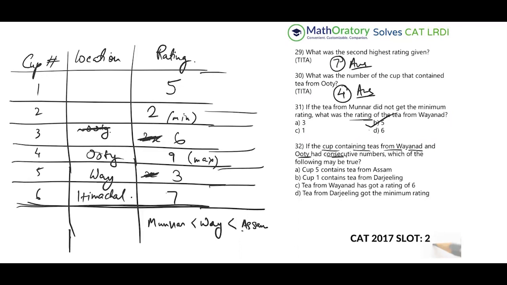If Wayanad is assigned here, so the rating of Wayanad is 3. In that case, Munnar has to get a rating of 2. So this has to be Munnar. But for Assam or Darjeeling, we don't know. So this could be Assam or Darjeeling.